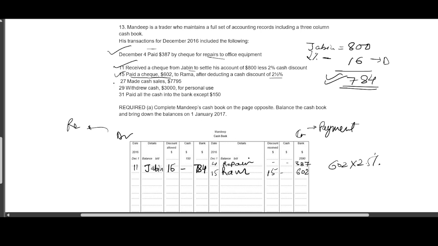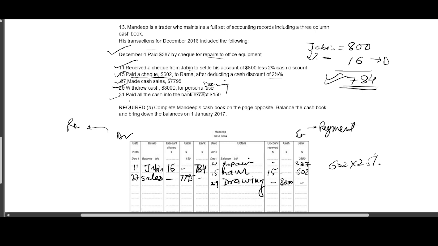Next is made a cash sale. So if you made a cash sales, so you received the amount. So on 27th, you have to mention sales and 7795 in the cash column. Next, withdraw cash for personal use. Personal use means drawing. Okay, so drawing is your expense. So on 29th, you have to mention drawing. Okay, and this drawing happens through cash. So cash 3000.